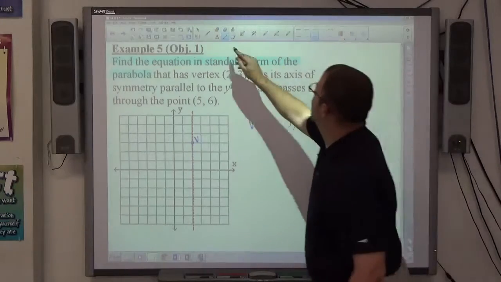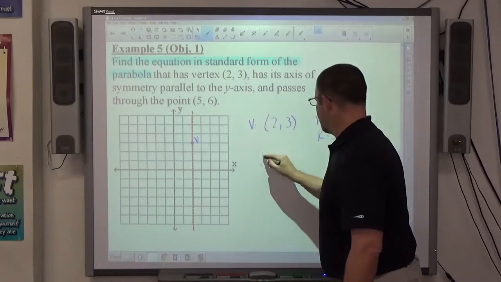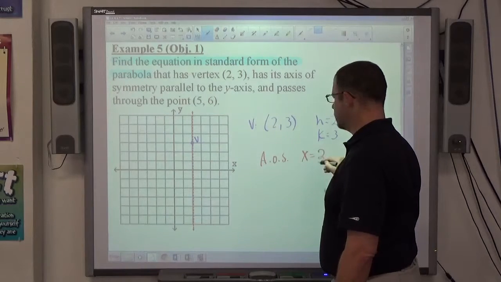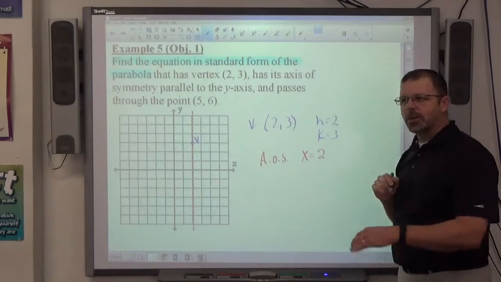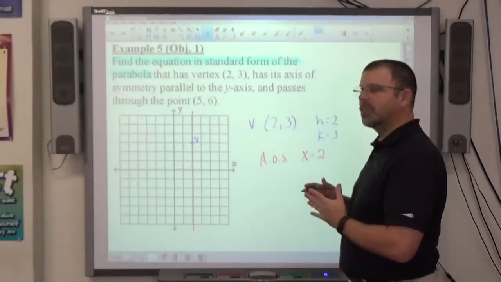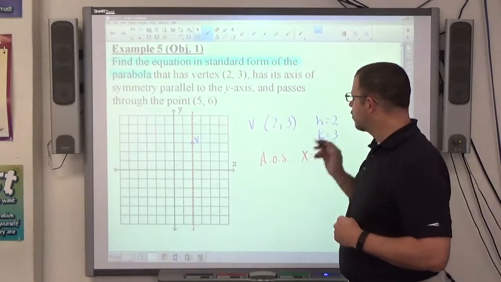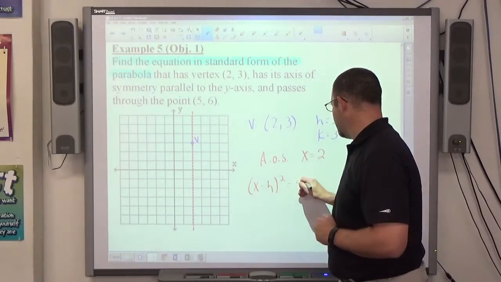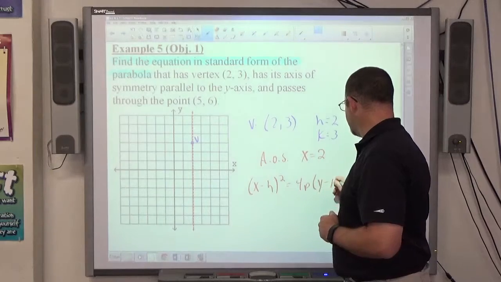So I know the axis of symmetry, if I write it over here, the equation is x equals 2. That means my directrix is going to be horizontal, right? So my directrix is horizontal, tells me it's an up or down parabola. So I immediately know it's going to be in the form of x minus h squared equals 4p times y minus k.